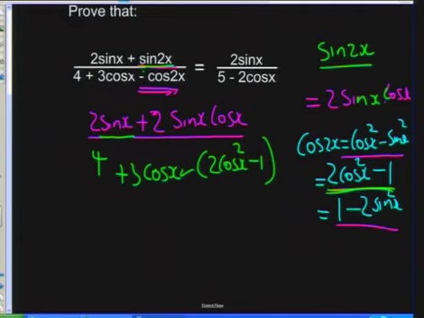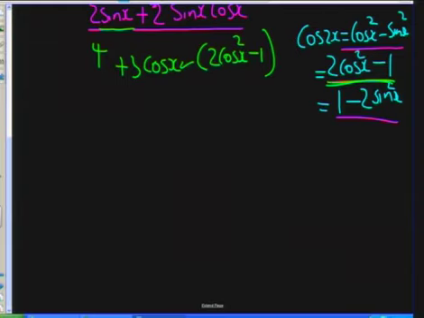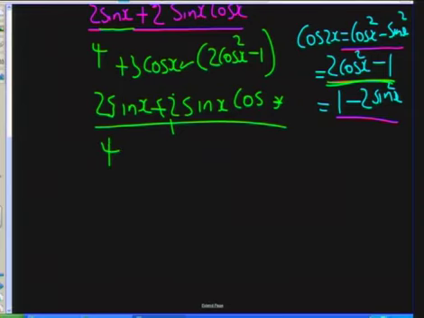Okay, what can I do? I can distribute the minus. So I have 2 sine x plus 2 sine x cos x over 4 plus 3 cos x, distribute the minus, I get minus 2 cos x squared plus 1. Okay, so distribute the minus there, then I try to add like terms.